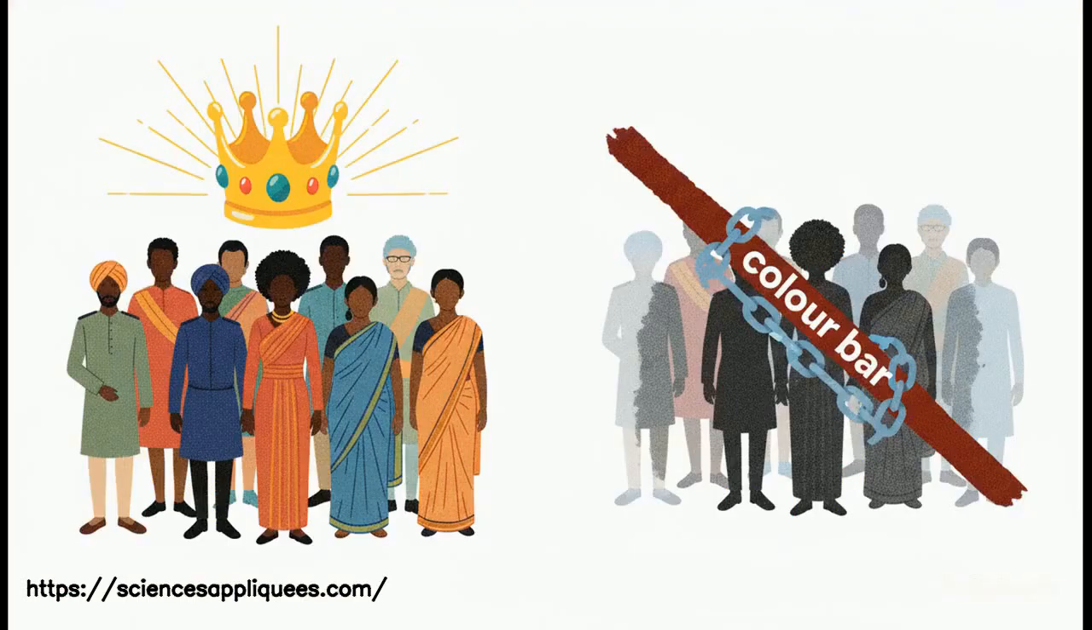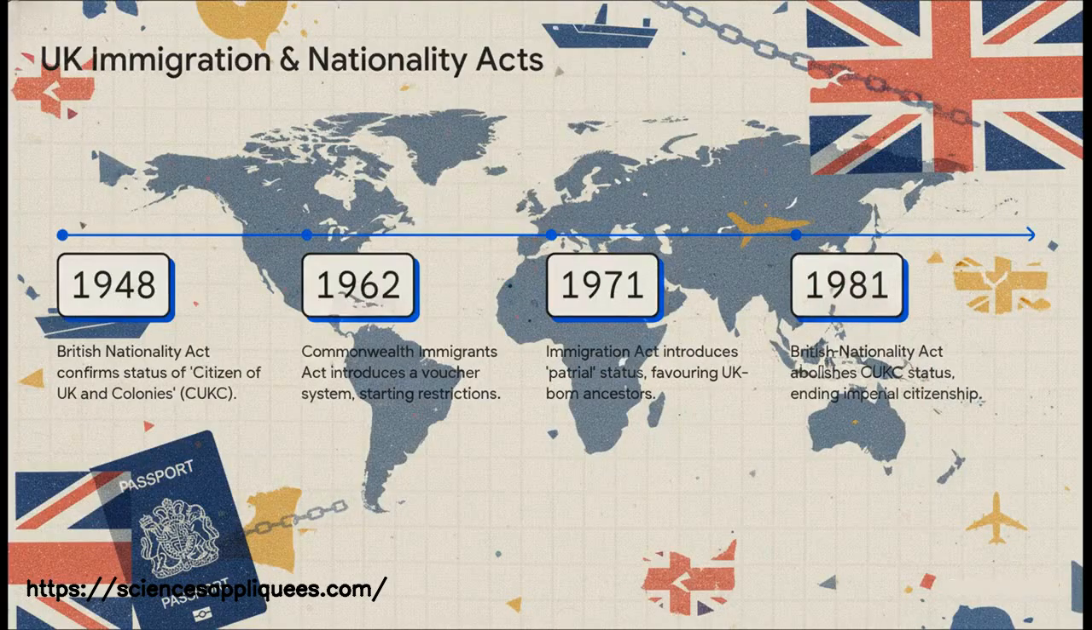But, and this is a huge but, the reality was completely different. There was this unofficial but very real system called the color bar, which created a powerful racial hierarchy. And this wasn't just informal prejudice. It got written into law long before the post-war migrations. Just look at the 1925 order, which suddenly reclassified many black and Asian sailors who were British subjects as aliens in their own empire.